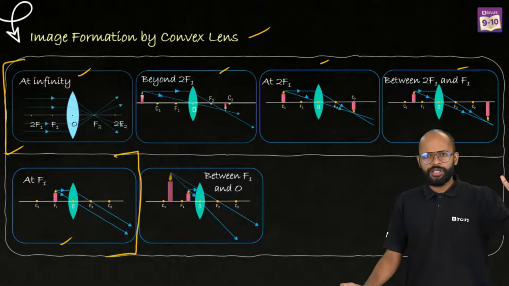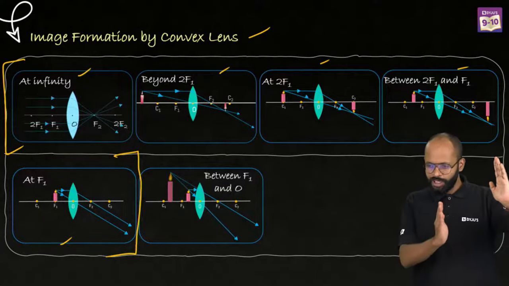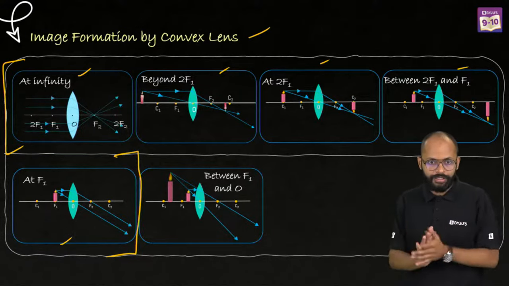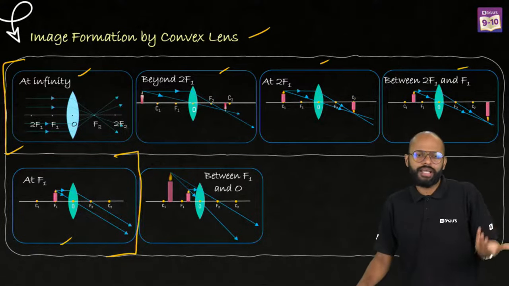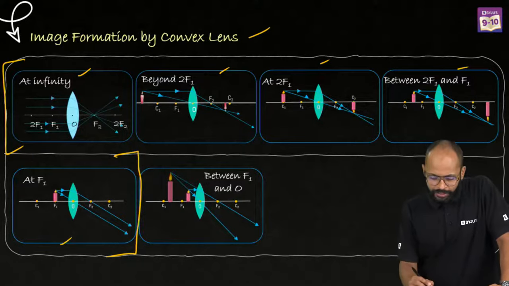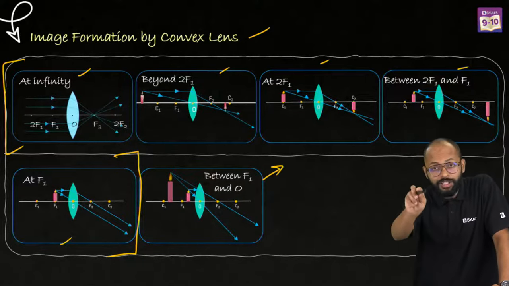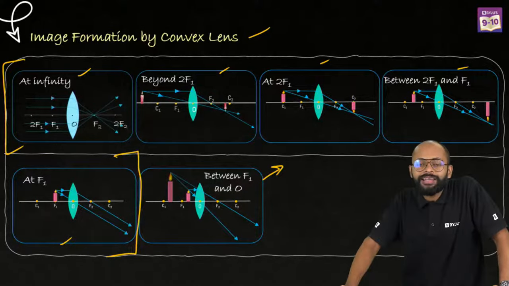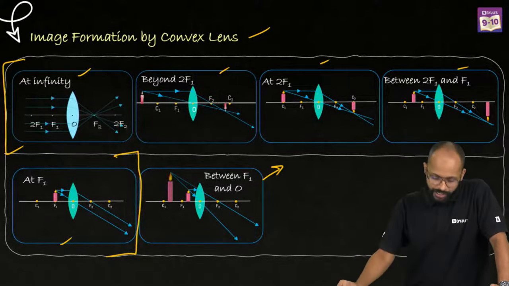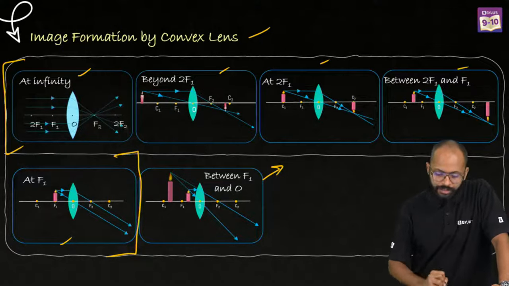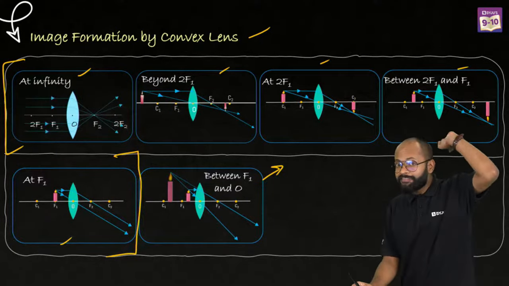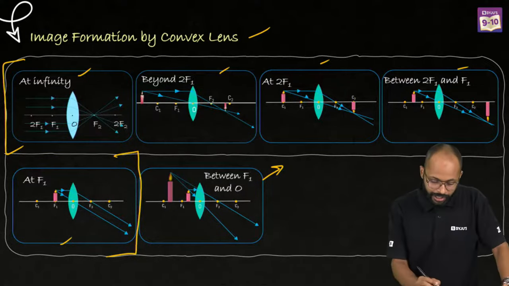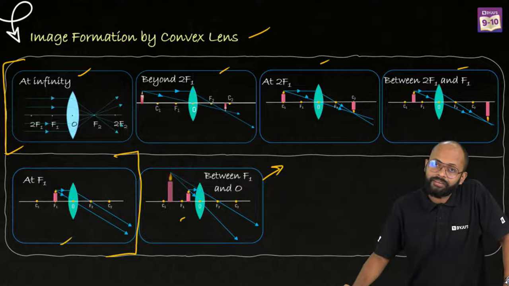As you bring object nearer, the image will keep on going farther from the lens and become bigger and bigger. Fine? Yes, whole sign convention is same. You're right, Nisha. The last one is again a special case like there. In concave mirror, last case was between pole and focus. Here the last case is between optical center and focus. In concave mirror, we were getting virtual, erect and magnified, right? Here we are getting, sir, virtual, erect and magnified.